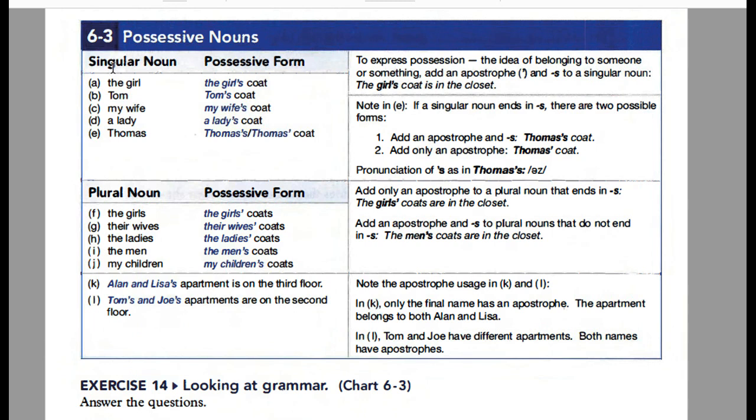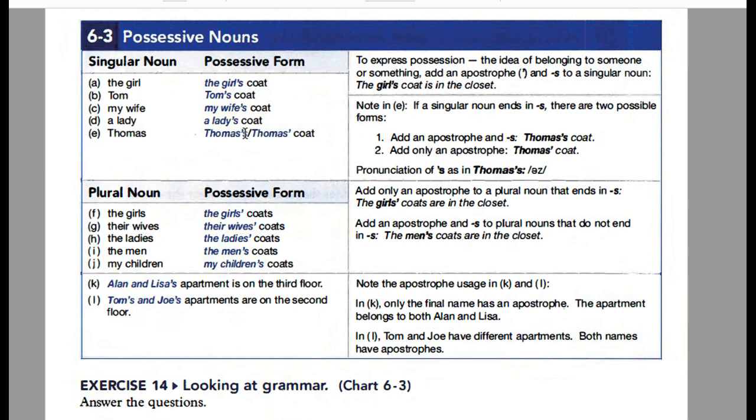So first, we have singular noun possessive form. We have the girl's coat. This is very simple to all of you because this is grammar 3, and I don't think you have a problem understanding my wife's coat, lady's coat. That's how we give the possessive case to the words or the nouns.